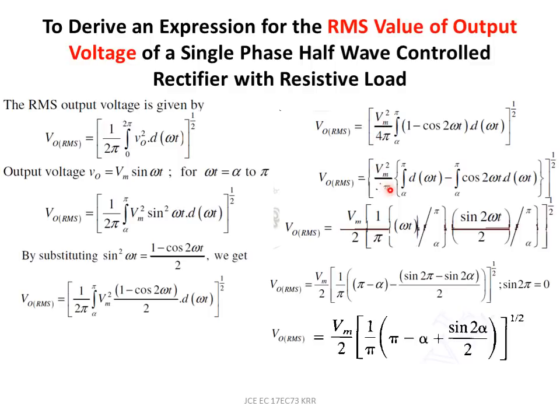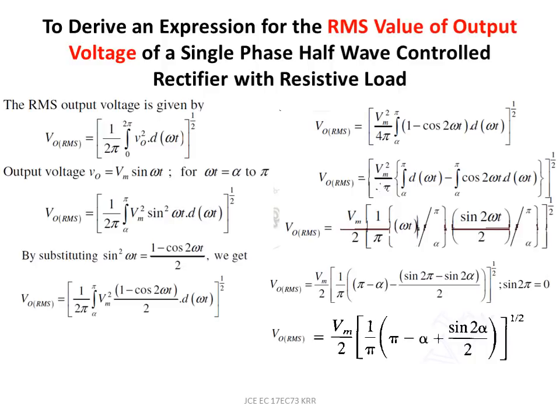So when I do the simplified integration, I can integrate 1 separately and I can integrate cos 2 omega t separately. Again put the limits alpha to pi for both the expressions. So now Vm by 2, I get it outside. I keep 1 by pi inside this, and omega t I will substitute from alpha to pi. Integration of d omega t is omega t only. And cos 2 omega t integration becomes sin 2 omega t by 2, and the limits of integration are alpha to pi, the whole to the power of half.